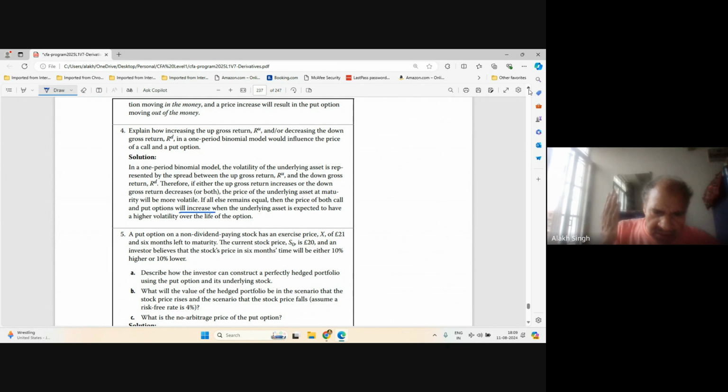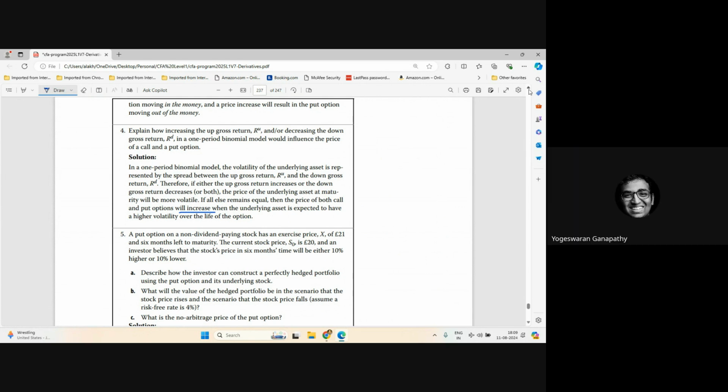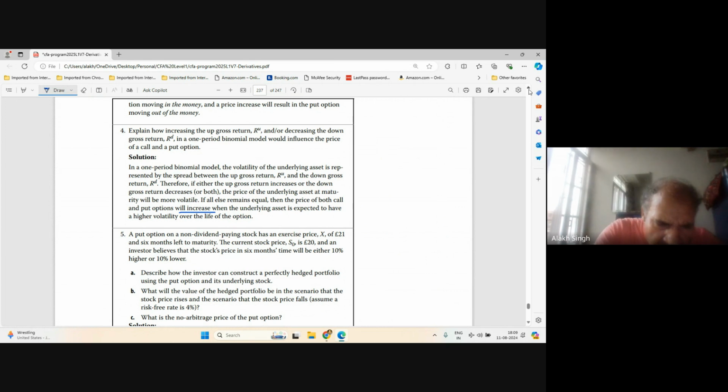Okay, it means he will buy the put and buy the underlying. So we have to describe now how the investor can construct a perfectly hedged portfolio using the put option. He will buy the underlying and he will buy the put, that is known. Now we need to calculate H0. So H will be P1U minus P1D, divided by S1U minus S1D.